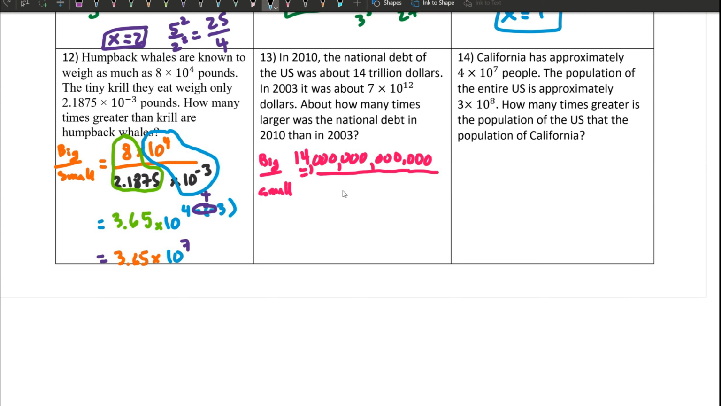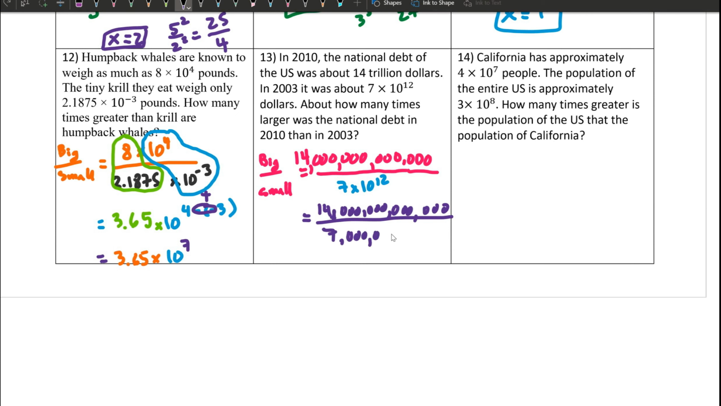7 times 10 to the 12 power will be the one at the bottom. Okay, 7 times 10 to the 12 power. So there are 2 ways to do this. You can either write the 14 trillion in scientific notation, or you can expand the 7 times 10 to the 12 power in standard form. Either way, it will work. For the convenience, I like to write it out as standard form. The bottom will be 7 with 12 zeros.